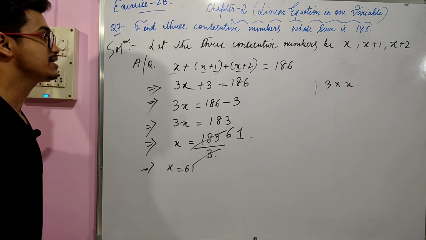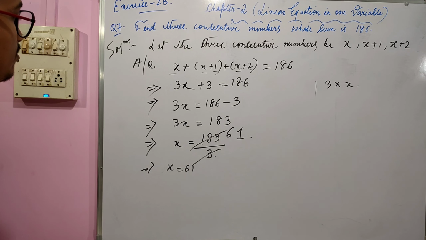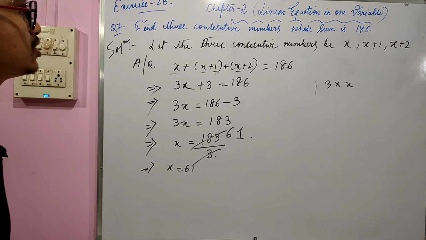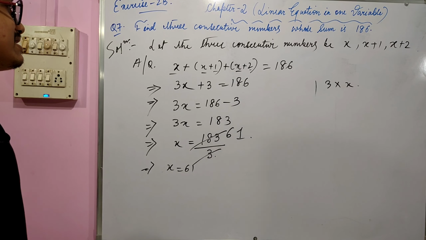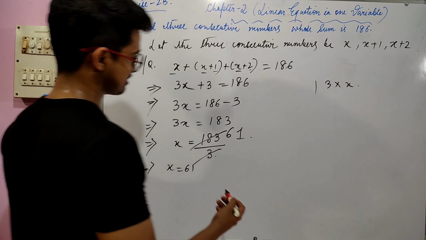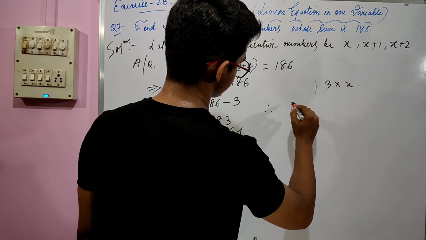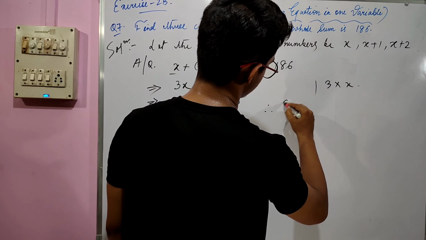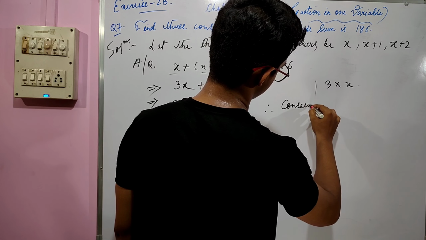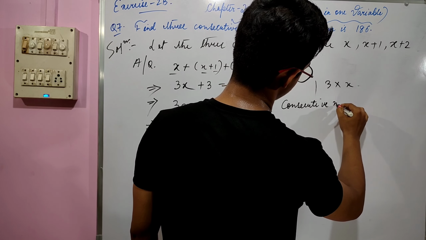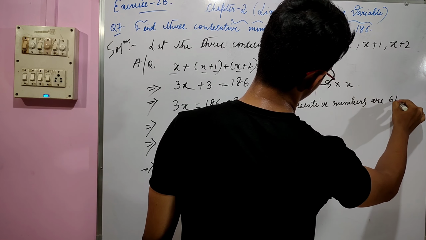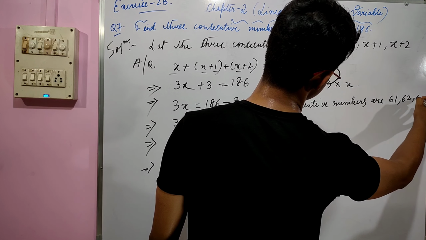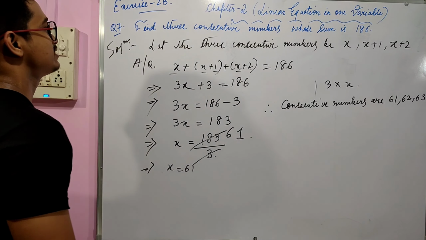And the numbers are nothing but 62 and 63. So that is the answer. Therefore the consecutive numbers are 61, 62, 63. Find the three consecutive numbers.